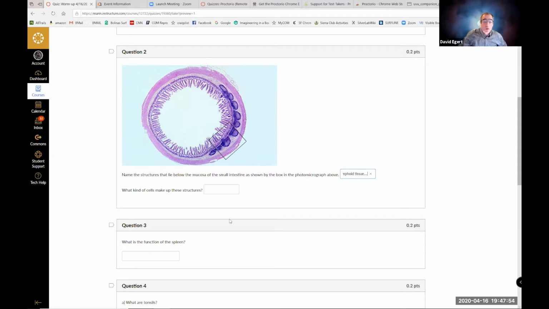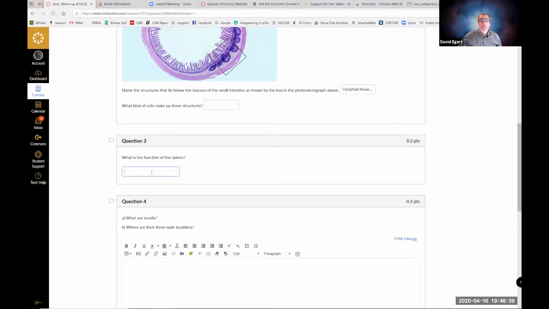And then the next part was, what kind of cells make up these structures? They are lymphoid nodules, but I asked about cell types. What kind of cells do we find in these lymphoid nodules? Lymphocytes, totally. And in that lymphoid tissue, there are also macrophages. If you just wrote lymphocytes, that's great. If you wrote lymphocytes and macrophages, that's great. In particular, these nodules have lots of B cells. You could say B lymphocytes or B cells. So there are lots of right answers there.